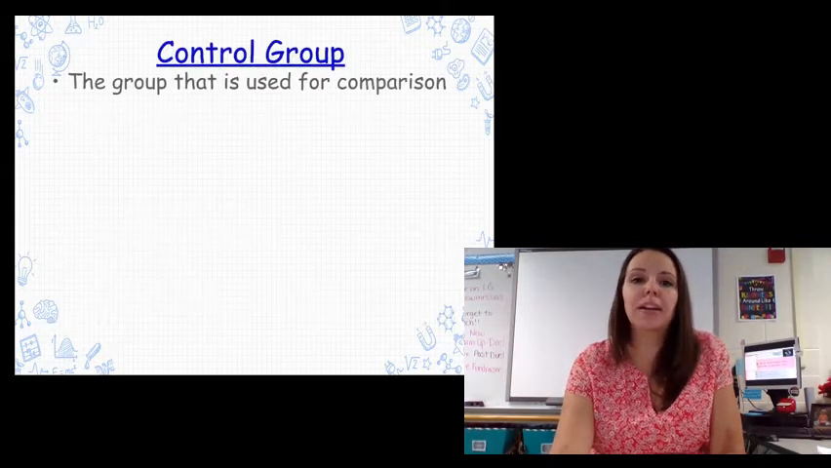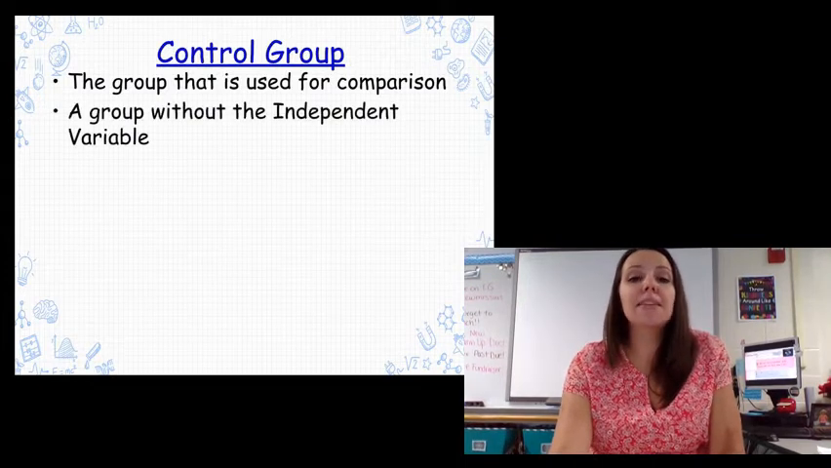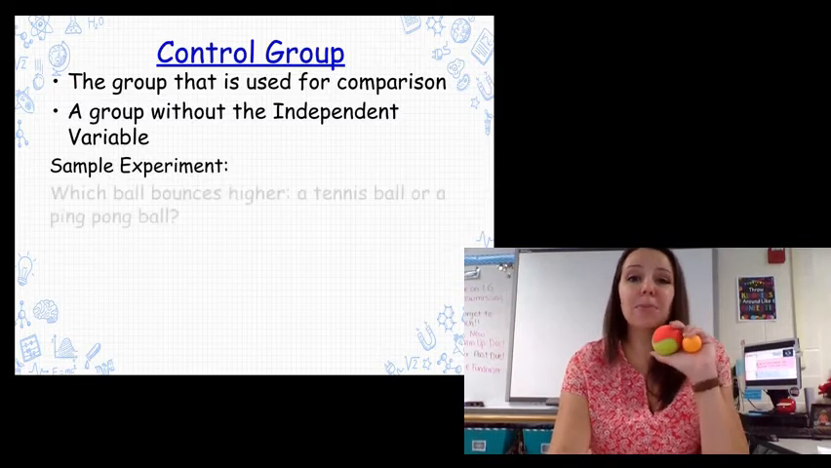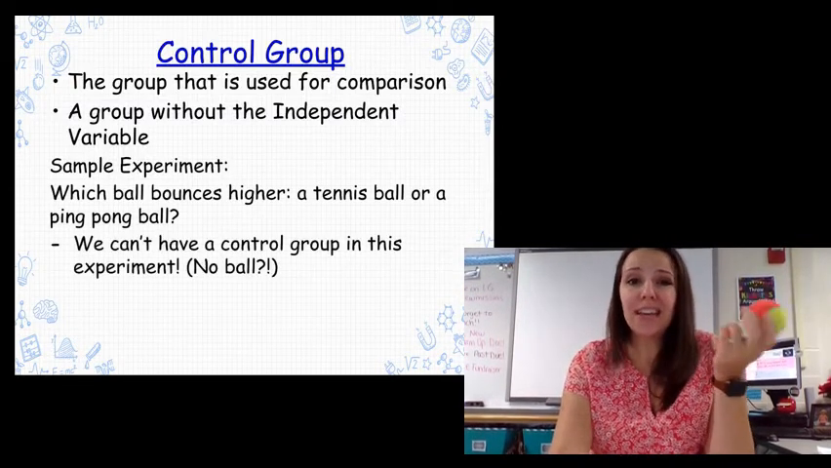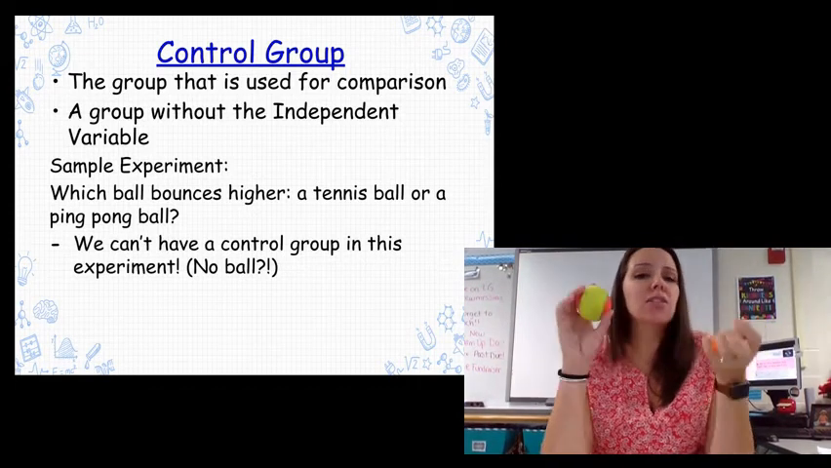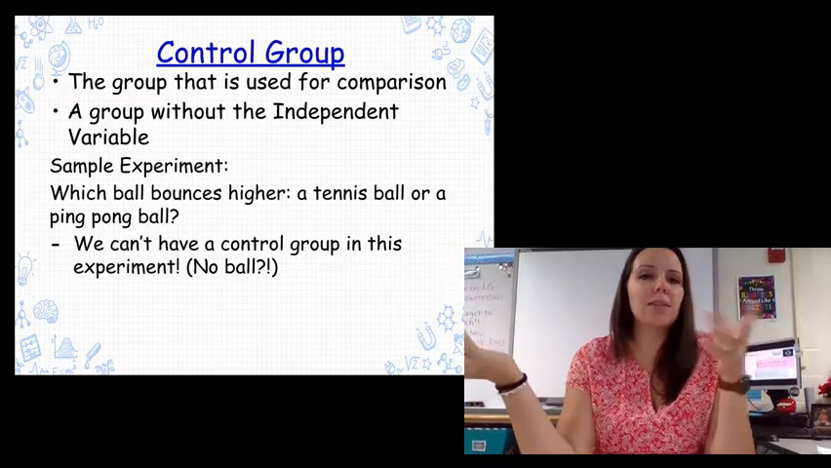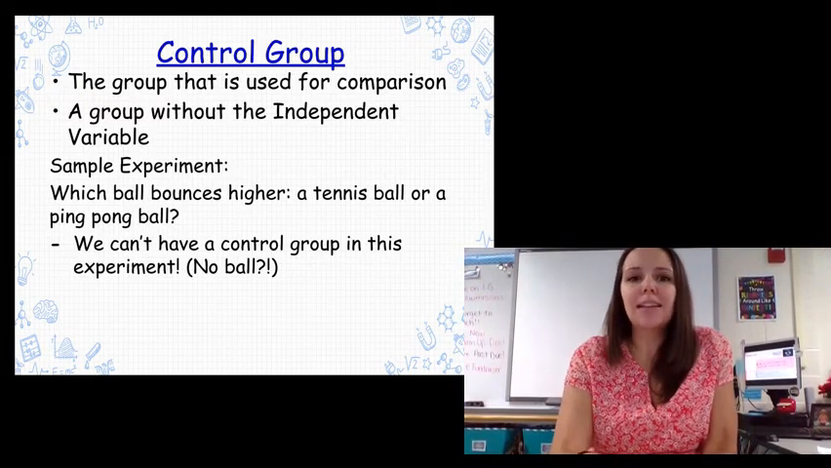The last thing you want to think about is the control group. So the control group is the group that's used for comparison. This is a group without the independent variable. So in our sample experiment with the ping pong ball and the tennis ball, figuring out which one goes higher, you actually can't have a control group, which makes control groups a little confusing. This would be like if I had no ball to bounce and I bounced an invisible ball, there wouldn't be anything to measure. It wouldn't really make sense.